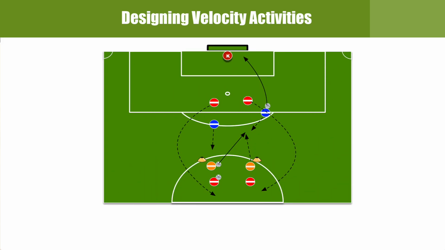Example 2 is a conditional game of 2v2 with transitions. After finishing on the big goal, the players must quickly transition into defense, taking into account the next wave of attackers. This requires a quick change of mindset, change of direction, and adaptation to the opponents.